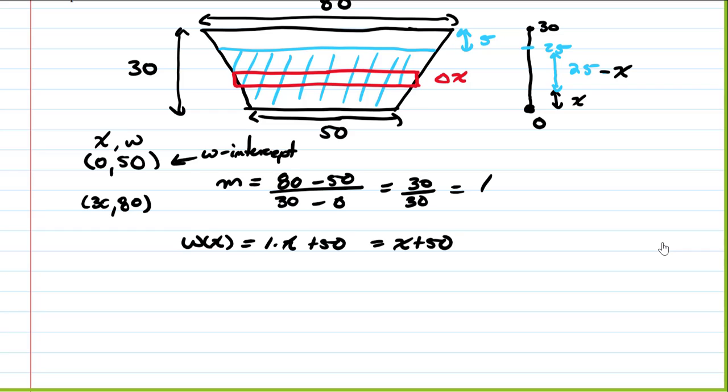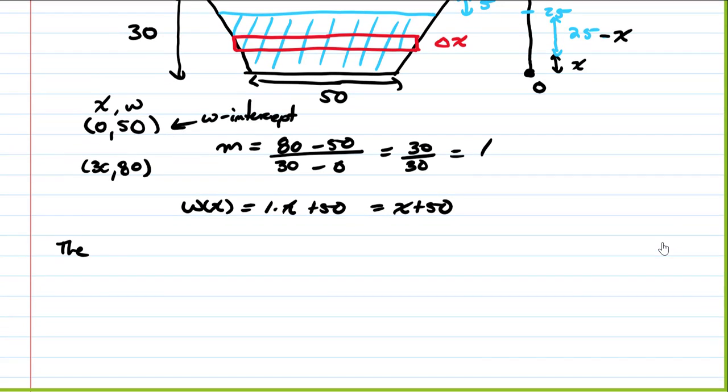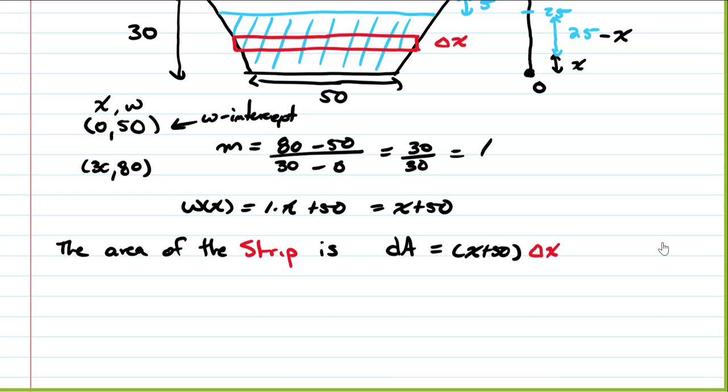So then the area of the strip is its length times its width. Well, its length is delta x, and its width is x plus 50. So we're going to get that our little area, dA, is going to be x plus 50 times delta x or dx. I should be consistent. Instead of dA, let's use delta A. It's not really going to matter at the end.